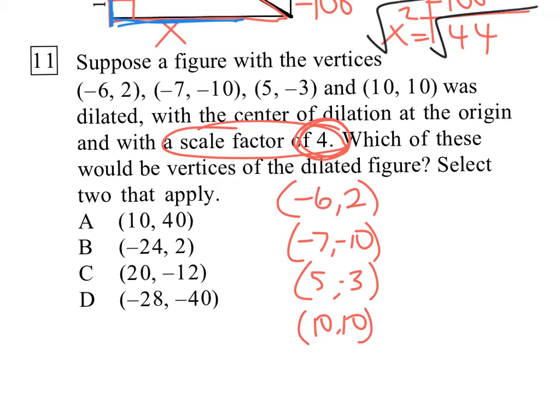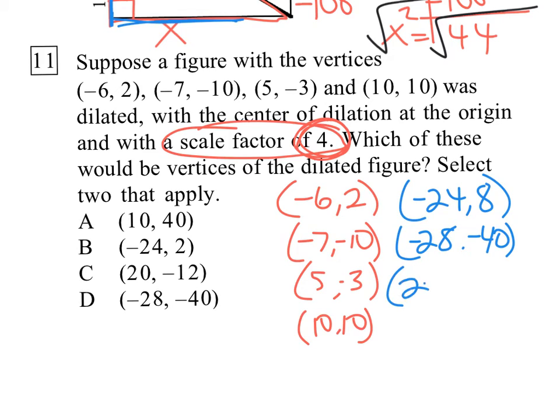Every single point. So for this one, 4 times negative 6 would be negative 24. 4 times 2 would be 8. 4 times negative 7 would be negative 28. 4 times negative 10, negative 40. 4 times 5 is 20. 4 times negative 3 is negative 12. 4 times 10 is 40. 4 times 10 is 40. All right, I did that quick. You would take your time, of course.